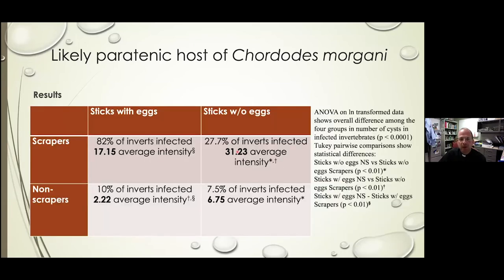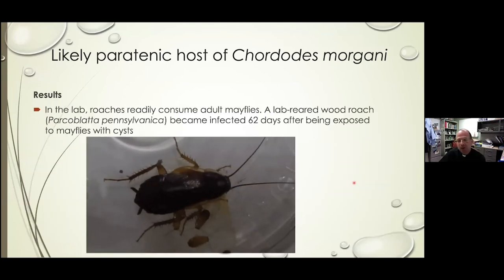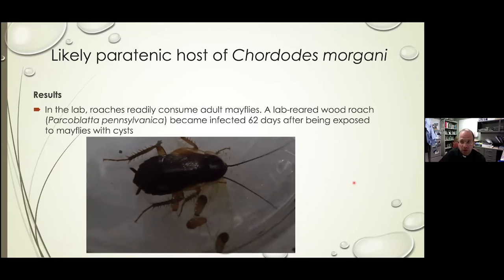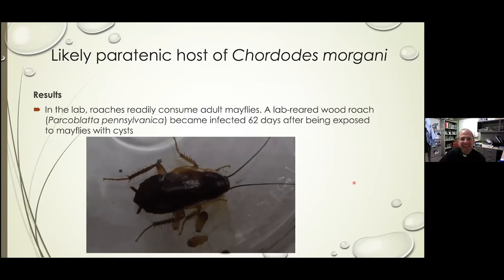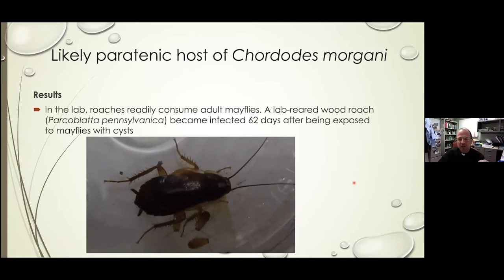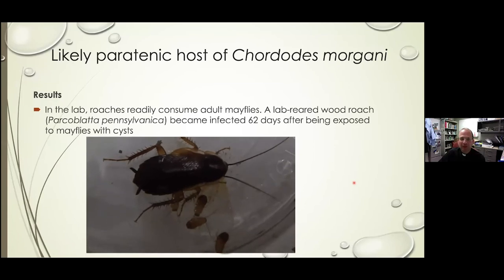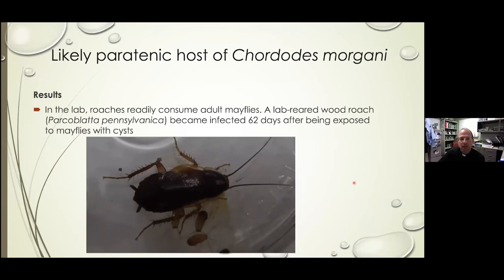so I'm not going to go through all of this here, but let's just say that the likely suspects here are these flat-headed mayflies. They belong to the family Heptageniidae, and you can see the larval stage and the adult stage here. And this was really cool. We went into the lab. I said, well, they're wood roaches, we don't know what they really eat. I just assumed they were called wood roaches because maybe they eat wood. But if you drop a mayfly, and we took the wings off the mayfly so it didn't fly away from the roach, you drop it into the vial with the roach, these roaches will eat those mayflies.